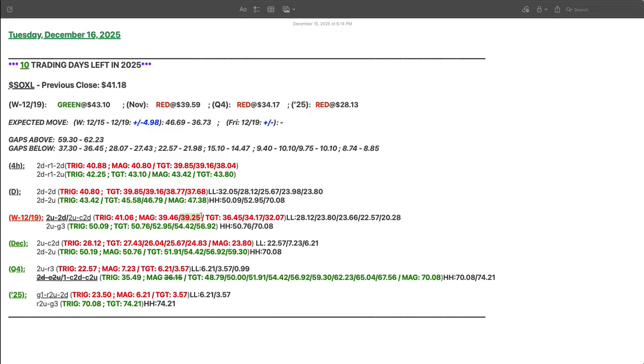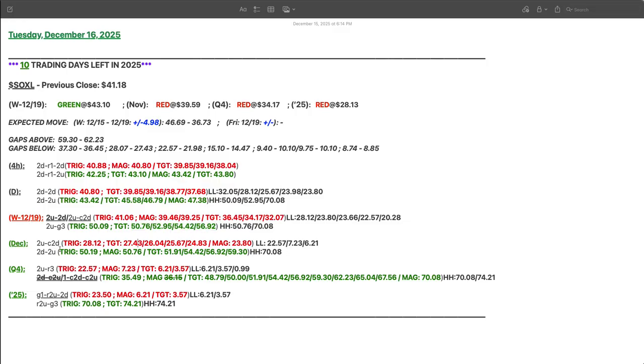But if we reach that, we've probably got some momentum going to the downside, so we do have some extended targets listed here for us. At the same time, if we reverse and we go and make a green 3 on the week, or in other words, a bullish engulfing candle, we would have to get up past 50.09. The initial target would be 50.76, and then we have our extended targets listed out here as well.